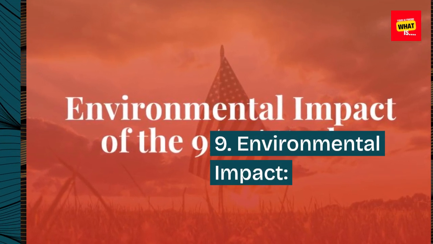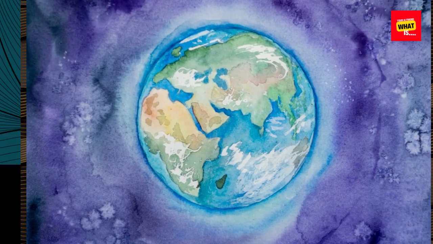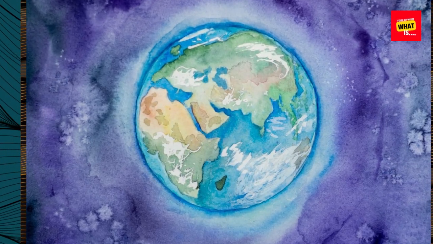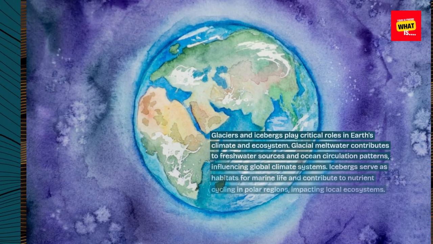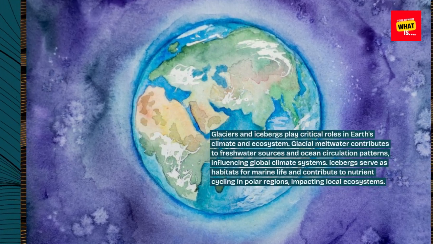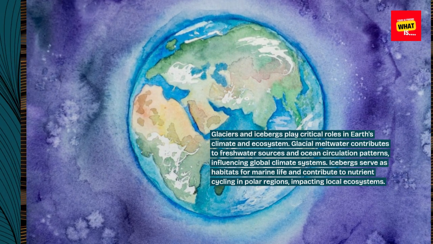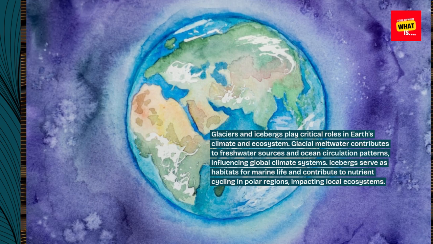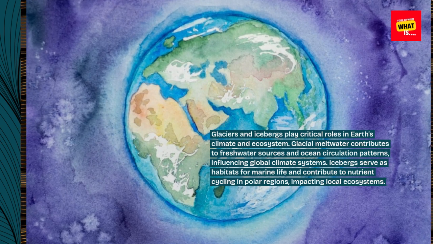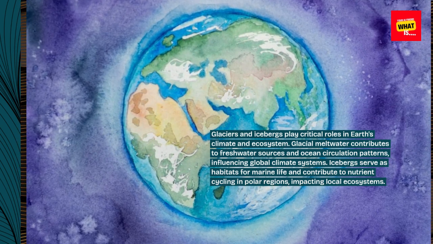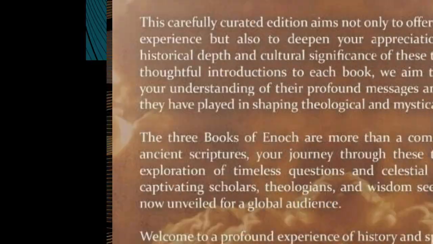9. Environmental impact. Glaciers and icebergs play critical roles in Earth's climate and ecosystem. Glacial meltwater contributes to freshwater sources and ocean circulation patterns, influencing global climate systems. Icebergs serve as habitats for marine life and contribute to nutrient cycling in polar regions, impacting local ecosystems.